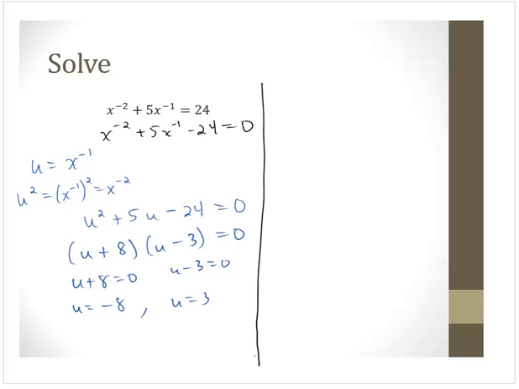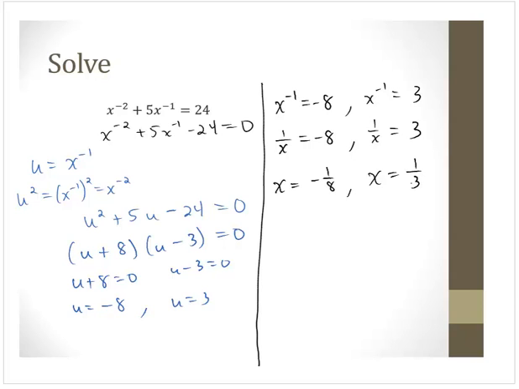So let's substitute back. If u is negative 8, that means that x to the negative 1st is negative 8. If u equals 3, that means x to the negative 1st is 3. Recall that x to the negative 1st power is the same as 1 over x, so 1 over x equals negative 8, and 1 over x equals 3. And solving this for x, this says the reciprocal of x is negative 8, then x is negative 1/8, the reciprocal of negative 8. And x is equal to 1/3, the reciprocal of 3.